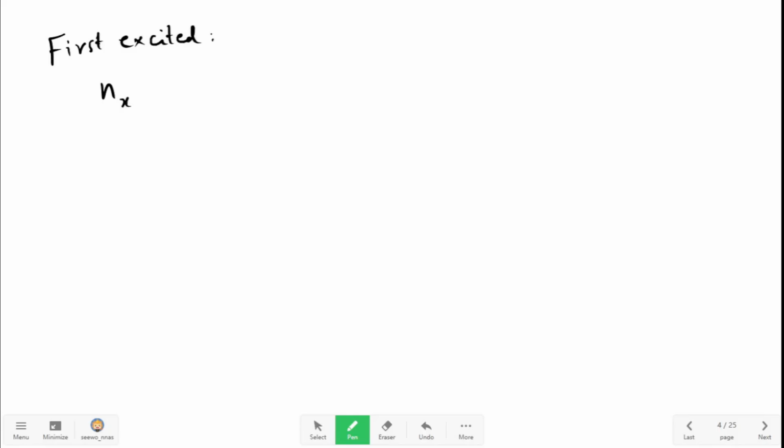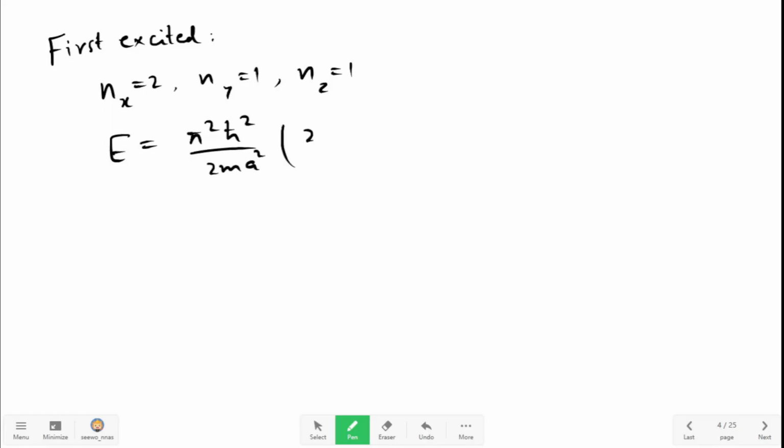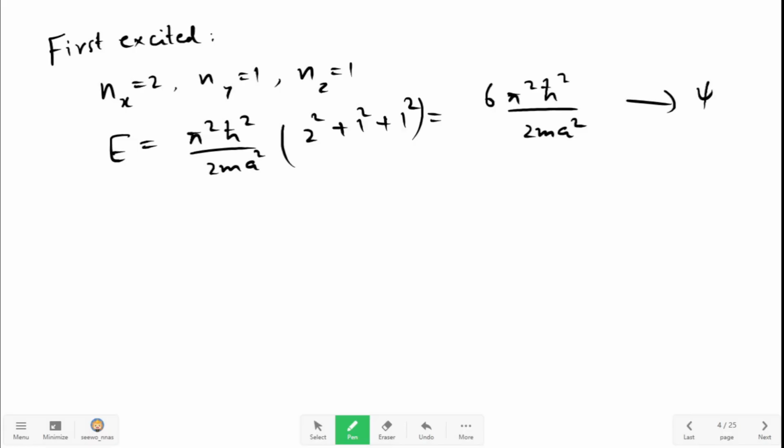for first excited state we have nx equal to 2, ny equal to 1, nz equal to 1. In this case E is equal to pi square h bar square upon 2m A square times 2 square plus 1 square plus 1 square, which is equal to 6 pi square h bar square upon 2m A square. So this is energy corresponding to the state psi 211. Now if you set nx equal to 1, ny equal to 2, nz equal to 1, then also you will get the same energy.